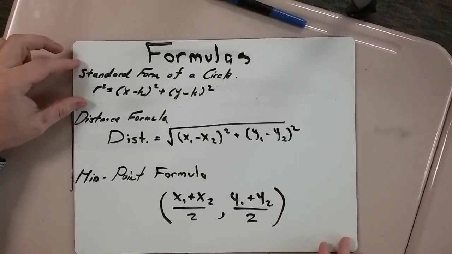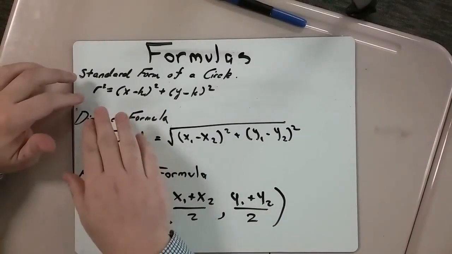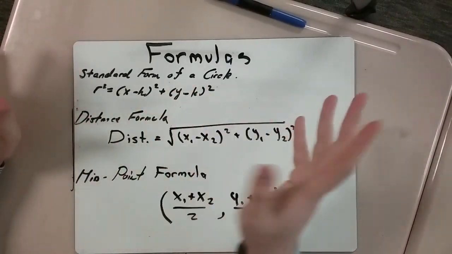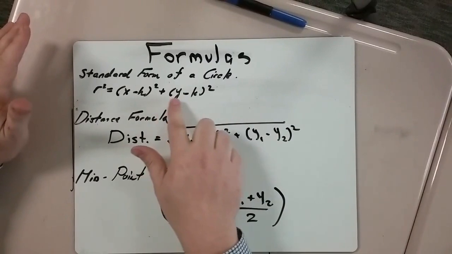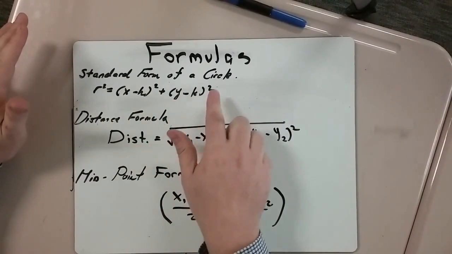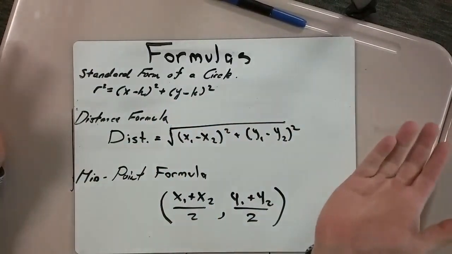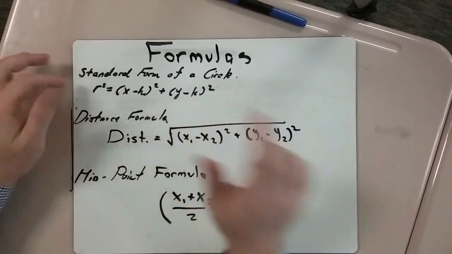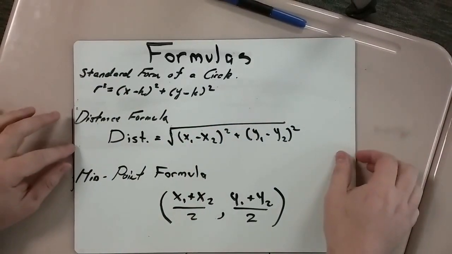We have the standard form of a circle. We've seen this before. It's r squared equals x minus h squared plus y minus k squared. h and k are the center, right? The x value of the center and the y value of the center, and we have the radius.